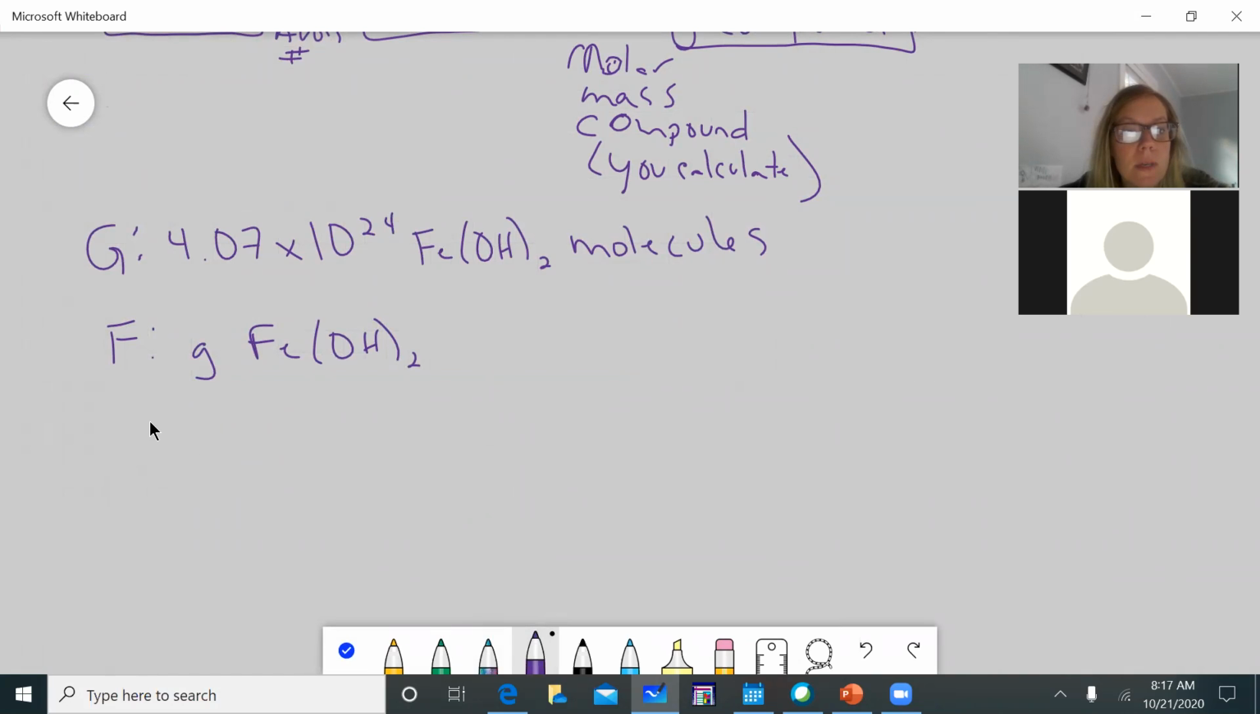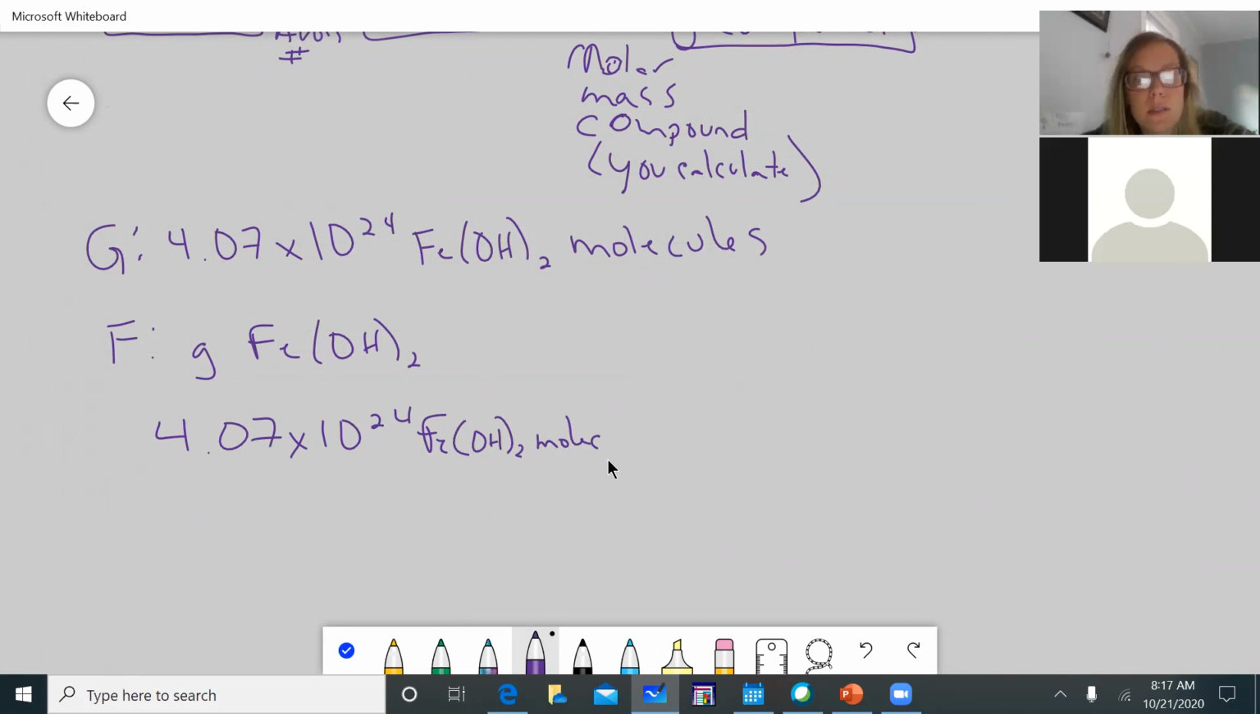So we start with our given information, and we know that we have 4.07 times 10 to the 24th Fe(OH)2 molecules. We need to convert this into moles, and we know that for every 1 mole of Fe(OH)2, it will hold or yield 6.022 times 10 to the 23rd Fe(OH)2 molecules. This is Avogadro's number, Avo's number, for this step.